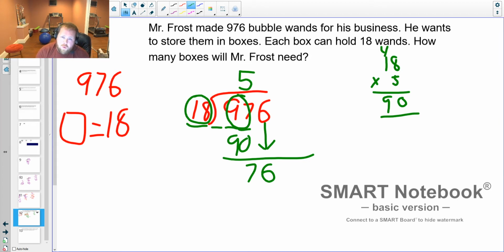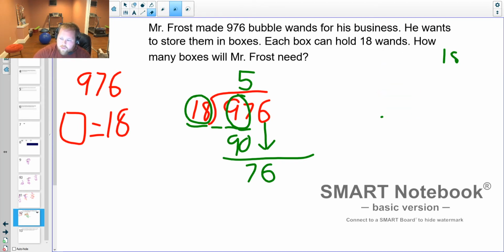Okay. Again, 18, 76. I know that 18 is close to 20 again. 76 is close to 80. I'm going to try 3. So 18 times 3. Let me erase this for you. 8 times 3 is 24. 3 times 1 is 3. Plus 2 is 5. 54.